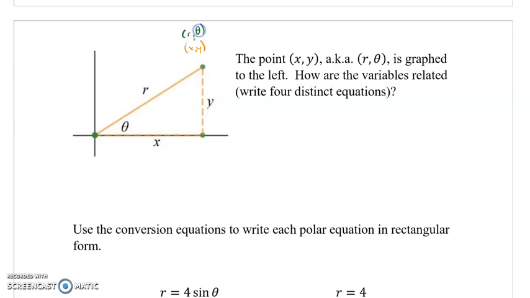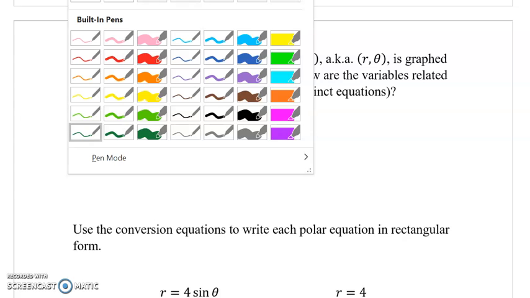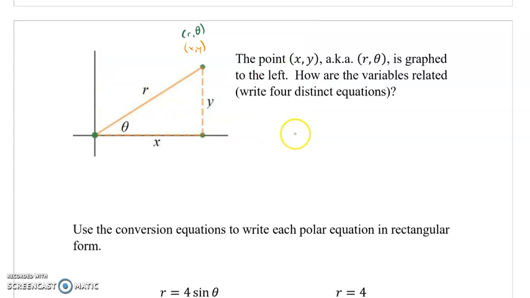Right? We can get there two different ways. We can get there by going horizontally, x units, and vertically, y units, to get to this point. Or we can go r units directly there in the proper direction. And when we create these two different paths, we have four different variables, right? We have x, y, r, and theta, and they're all related. So there are four equations that we can use to relate these.